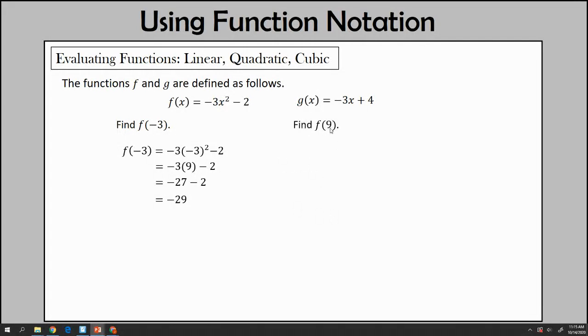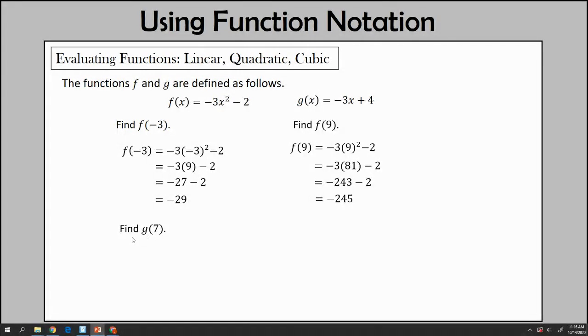Okay, let's do f of 9. Well, f function. So f of 9 means replace the x in the equation with 9. -3 times 9 squared minus 2, exponents first. -3 times 81 minus 2, multiplication. -243 minus 2. -243 plus -2 is -245. So an input of 9 into the f function gives us an output of -245.